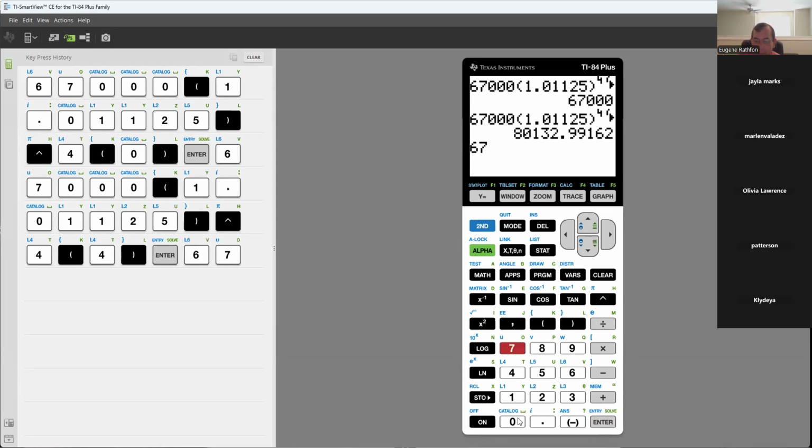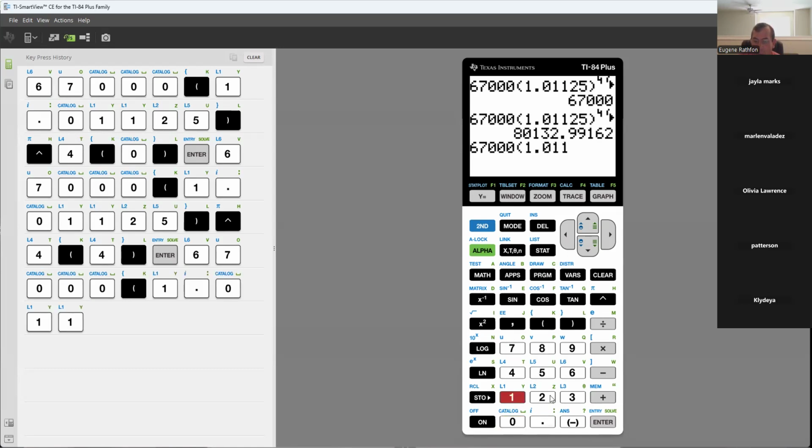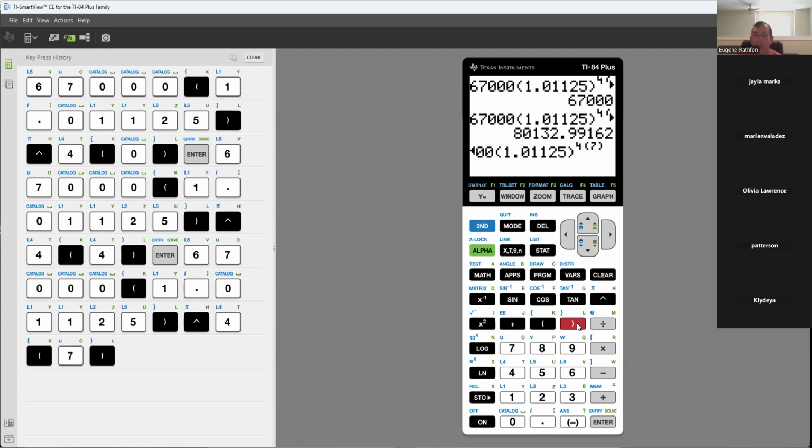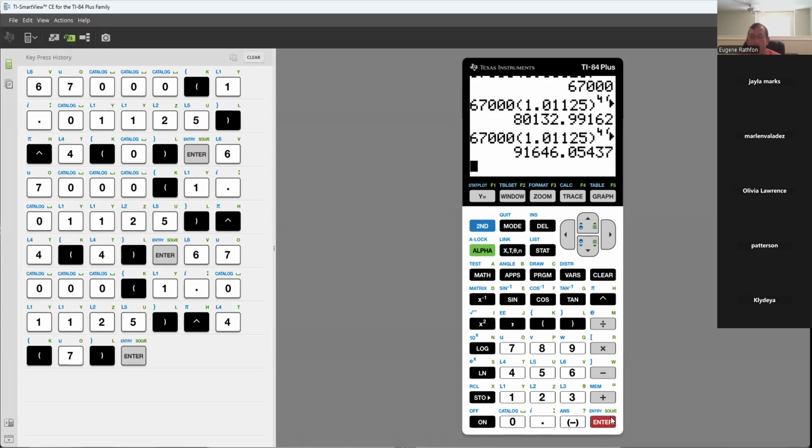67,000, parentheses, 1.01125, close parentheses. This exponent was 4 times t, which is 7. So I'm still looking for money to go up. So when I hit enter, I got 91,640. So let's see. The dollar is the 6. It's a 0 after it, so I'm going to leave that a 6.